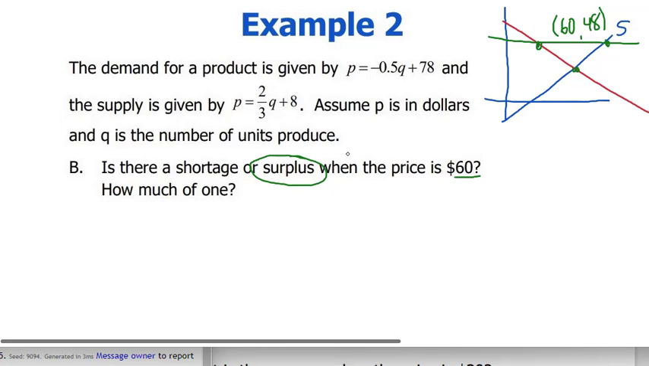So the first thing we need to do is take our demand function and figure out what Q is, and then take our supply function and figure out what Q is. So we're going to start with our demand.